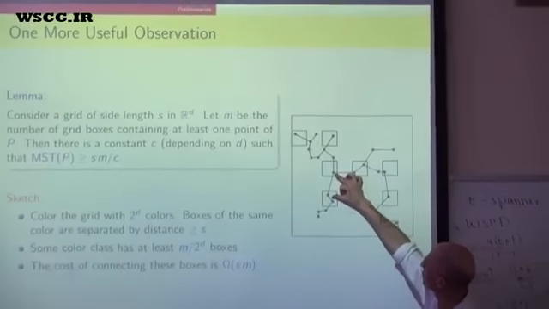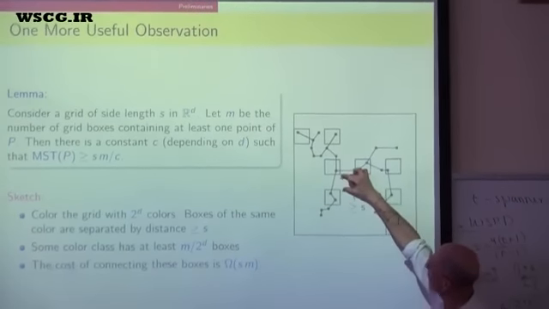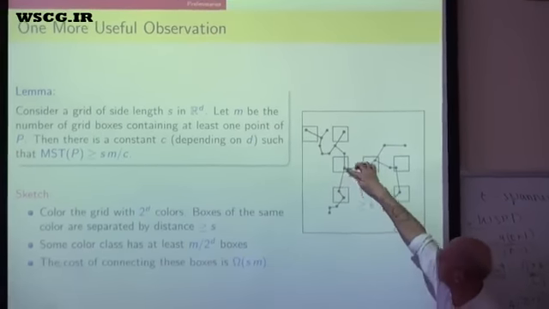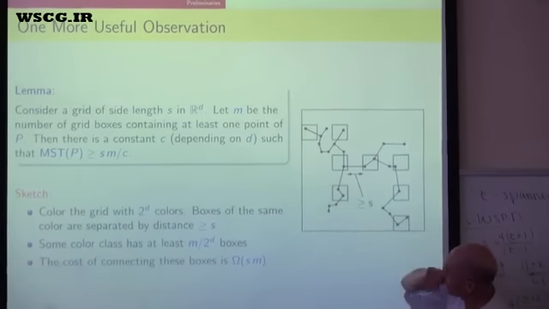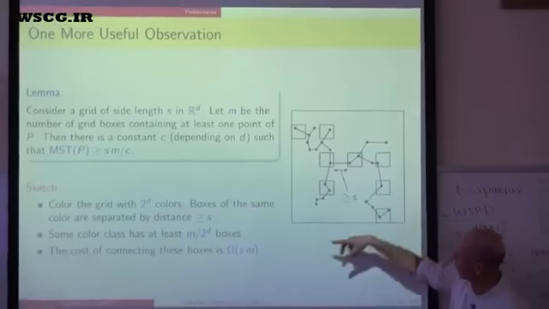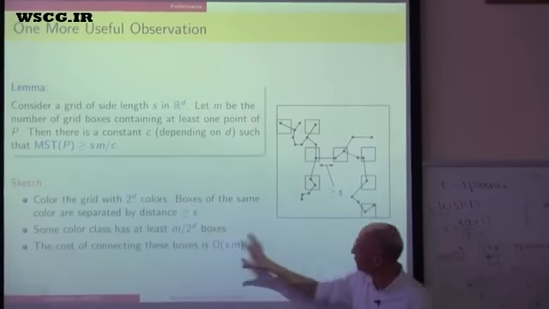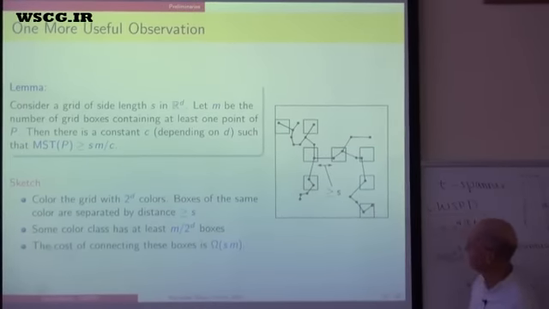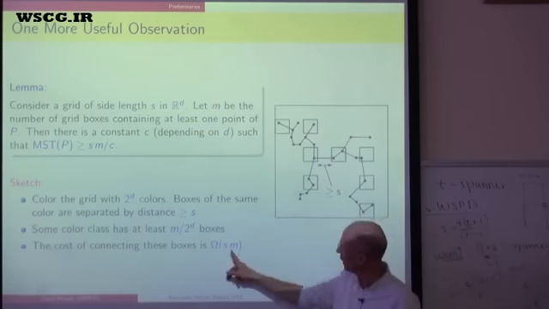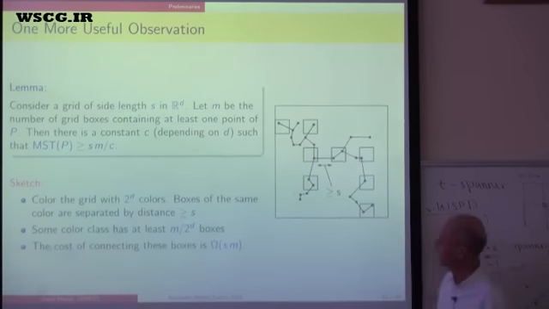Every time I connect 2 of these boxes, I have to pay at least the length of a box to form this edge. Similarly, between these, I have to pay at least a length of S. So if there are this many boxes, for this minus 1 edges, I have to pay a cost of at least S to connect these boxes. So for M sufficiently large, the cost of connecting these boxes is going to be S times M.